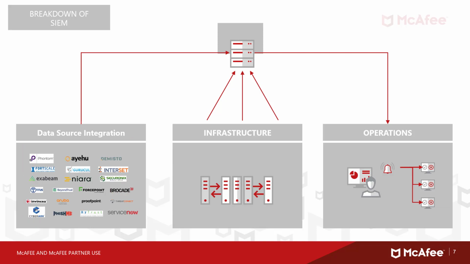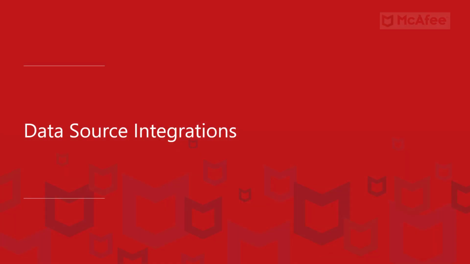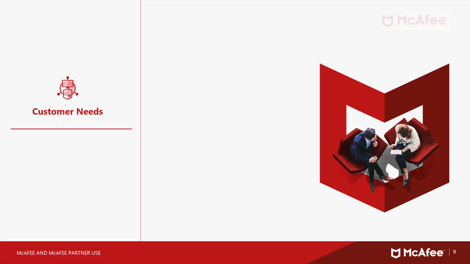The next piece that we will discuss is infrastructure. This includes some components as well as some features and functionality. Next is operations, and how the analyst takes those alarms and events and strategically places them into policies effective around the enterprise. Jumping right into data source integrations.